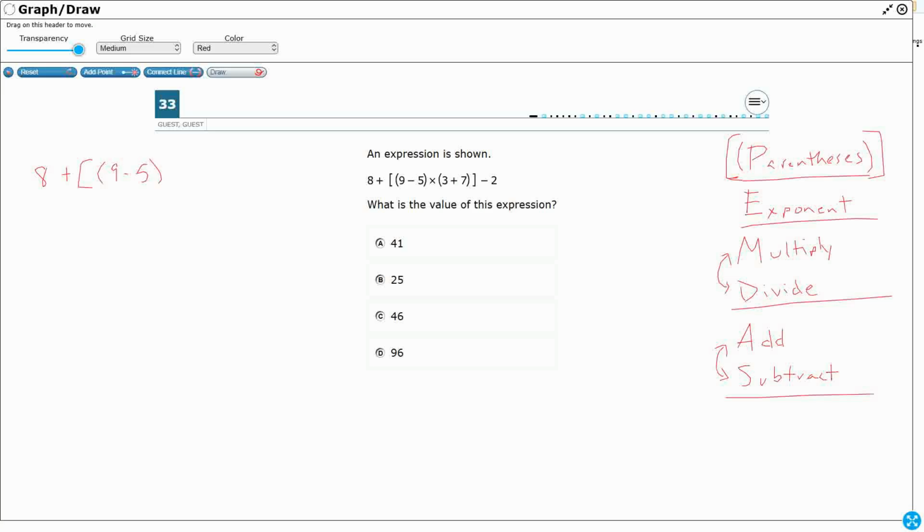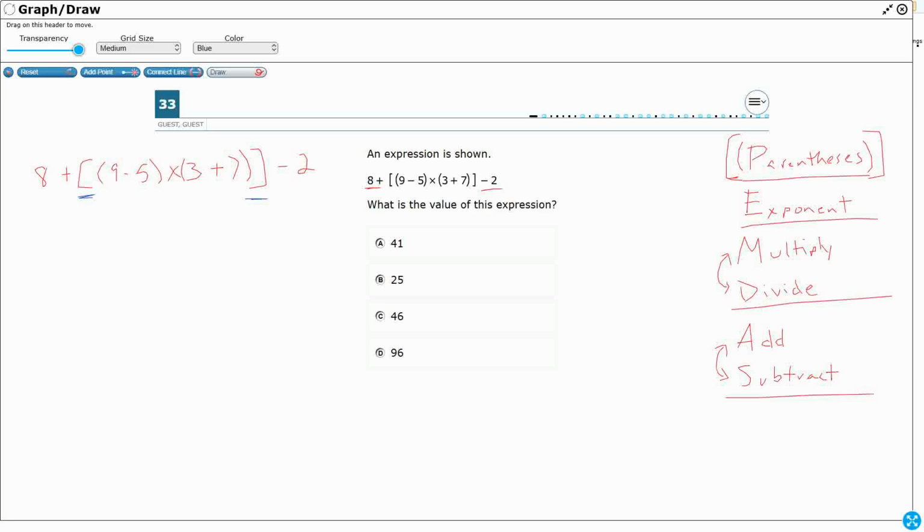9 minus 5 times 3 plus 7. And then we've got a bracket minus 2. Well, hopefully you see the 8 and the 2. We're going to do those last because everything points us to these brackets. Okay, so we're going to do what's inside the bracket first. We're going to exclude the 8 and the 2 on the outside.